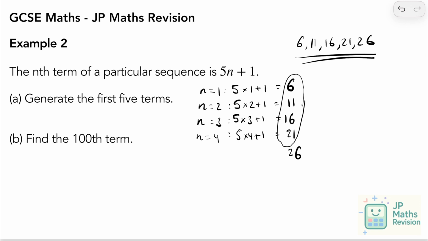This next part says find the 100th term. So the 100th term is when n is 100. So this time we're going to replace n with 100. So it's going to be 5 times 100 plus 1. So that is 501.